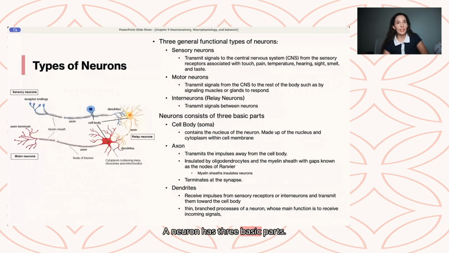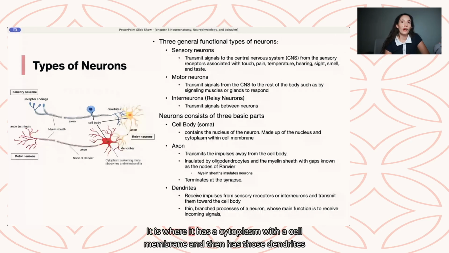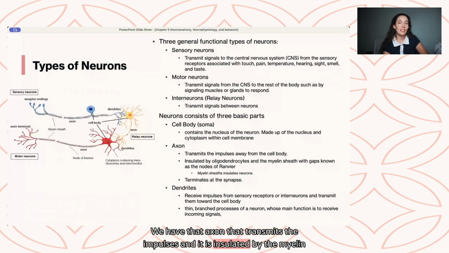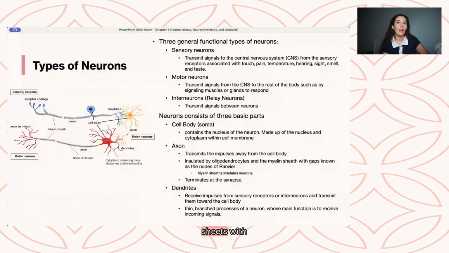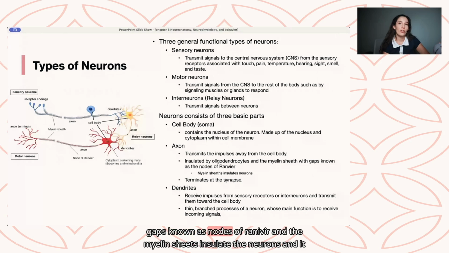A neuron has three basic parts. We kind of talked about this, right? We have our cell body, also called the soma. It has a cytoplasm with a cell membrane and then has those dendrites coming off of it. We have that axon that transmits the impulses, and it is insulated by the myelin sheaths with gaps known as nodes of Ranvier.